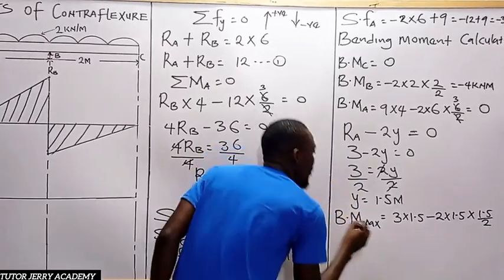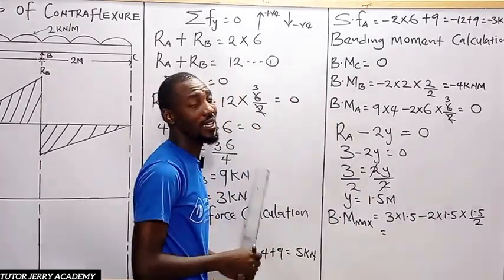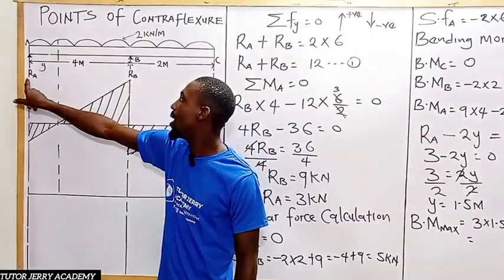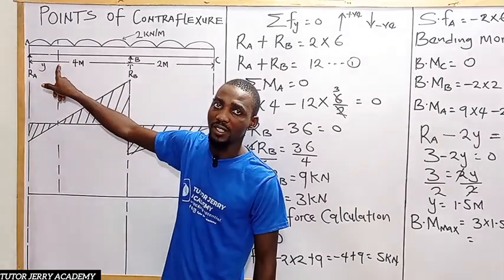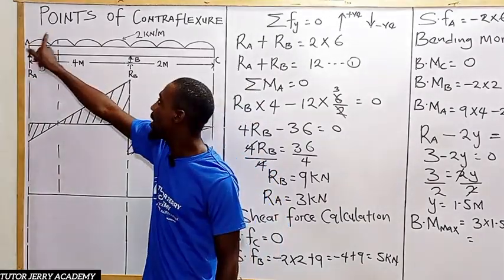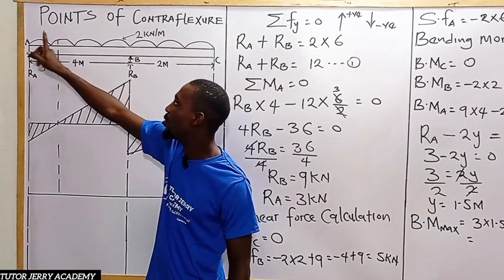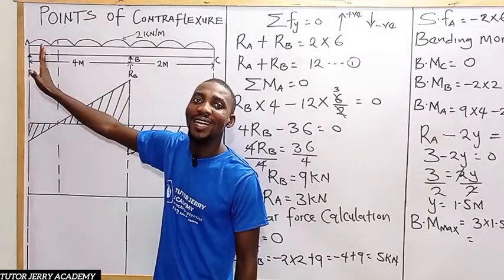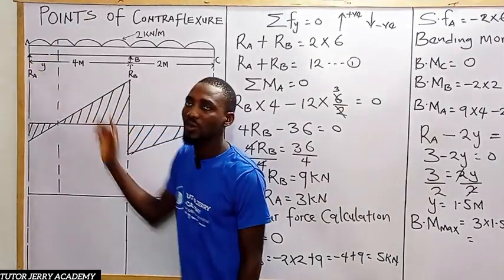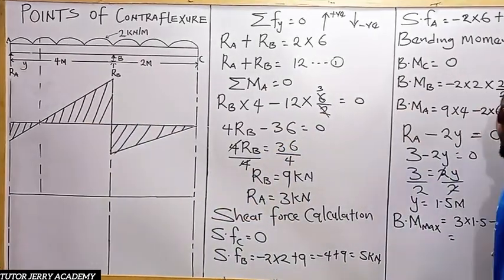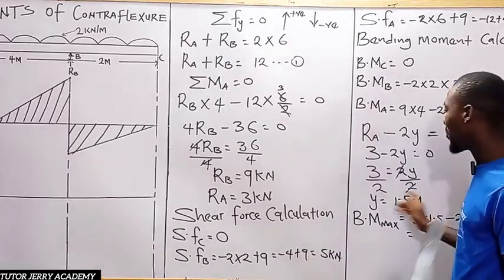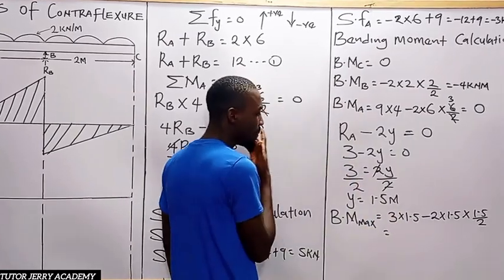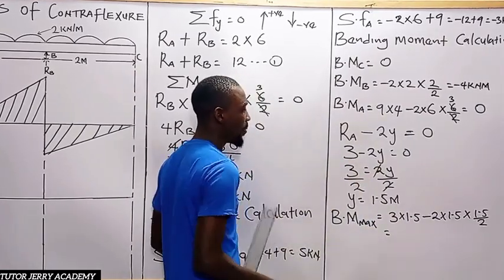If you do all of this, I hope you understand, because we take our moment about this point, it's going to be reaction A multiplied by the distance. And here again, we have a uniform distributed load. If we convert it to a point load, it's going to be 2 multiplied by y. Then it acts at half of the distance. That is why it is 2 multiplied by 1.5, because we have calculated our y to be 1.5.